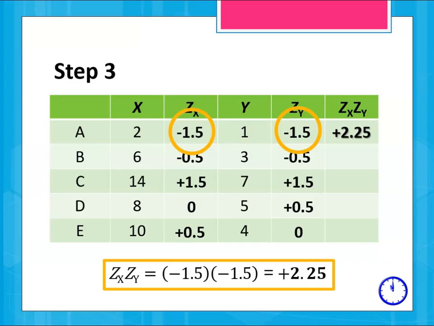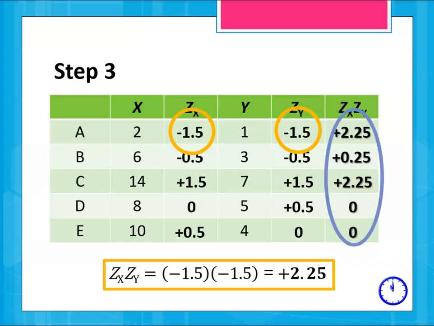Please pause the video here and calculate the remaining ZX-ZY scores on your own before we continue with the next step. So let's confirm your calculations for the remaining ZX-ZY scores. Remember that 0 times anything will always equal 0, as in these last two values. These ZX-ZY values will be used in the next step.